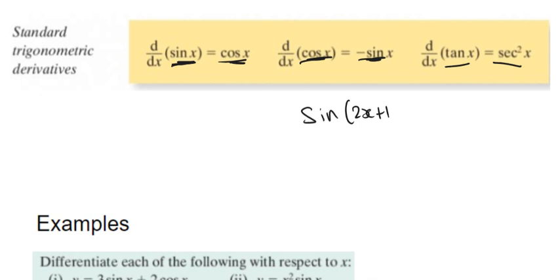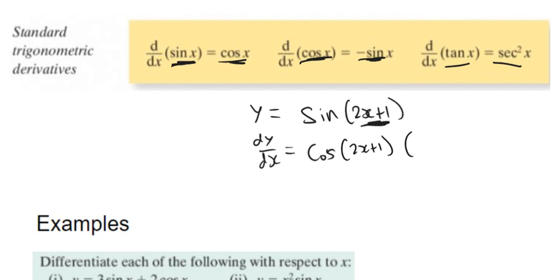So if that was y and I was finding dy dx for that, it would be, well, the differential of sin is cos, so it'll be cos of just the 2x plus 1. But then I'm going to multiply all of that by the differential of what is inside, similar to chain rule. The differential of what's in there would be 2. So that would be my answer. I could put the 2 in front, so it would be 2 cos(2x plus 1).